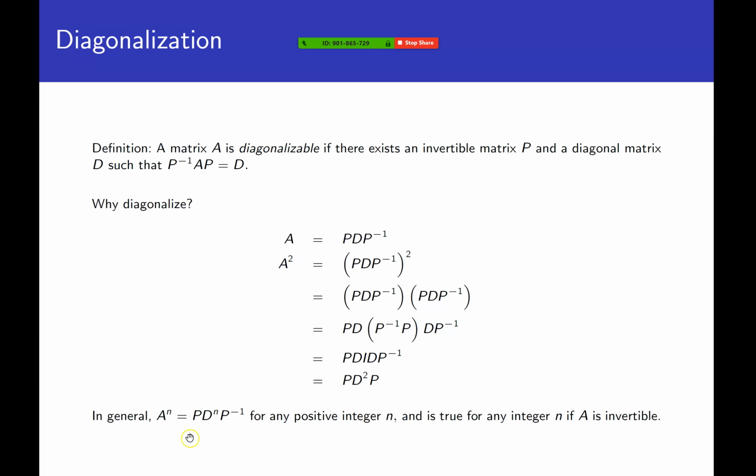And it's true in general that if I have any positive integer n here, if the matrix happens to be not invertible, or any integer if the matrix is invertible, where I can put negative integers in there, this is a true statement if I'm able to diagonalize. Now again, that's the important part, if you're able to diagonalize. So we're going to spend a little bit of time talking about when we are able to diagonalize.